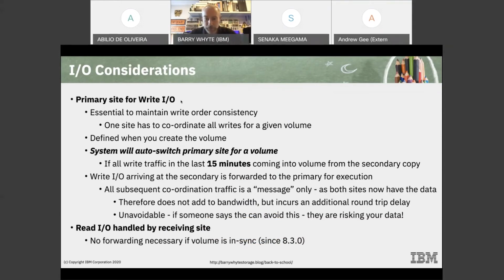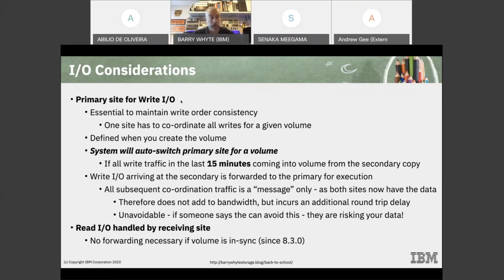All of the subsequent traffic, all those other steps I was talking about, are just messaging. So we're only sending the data once. It's just we have to keep things in lockstep and consistency. And for reads, none of that additional processing is needed. So the read I/O is handled by whichever is the receiving site, no matter what.